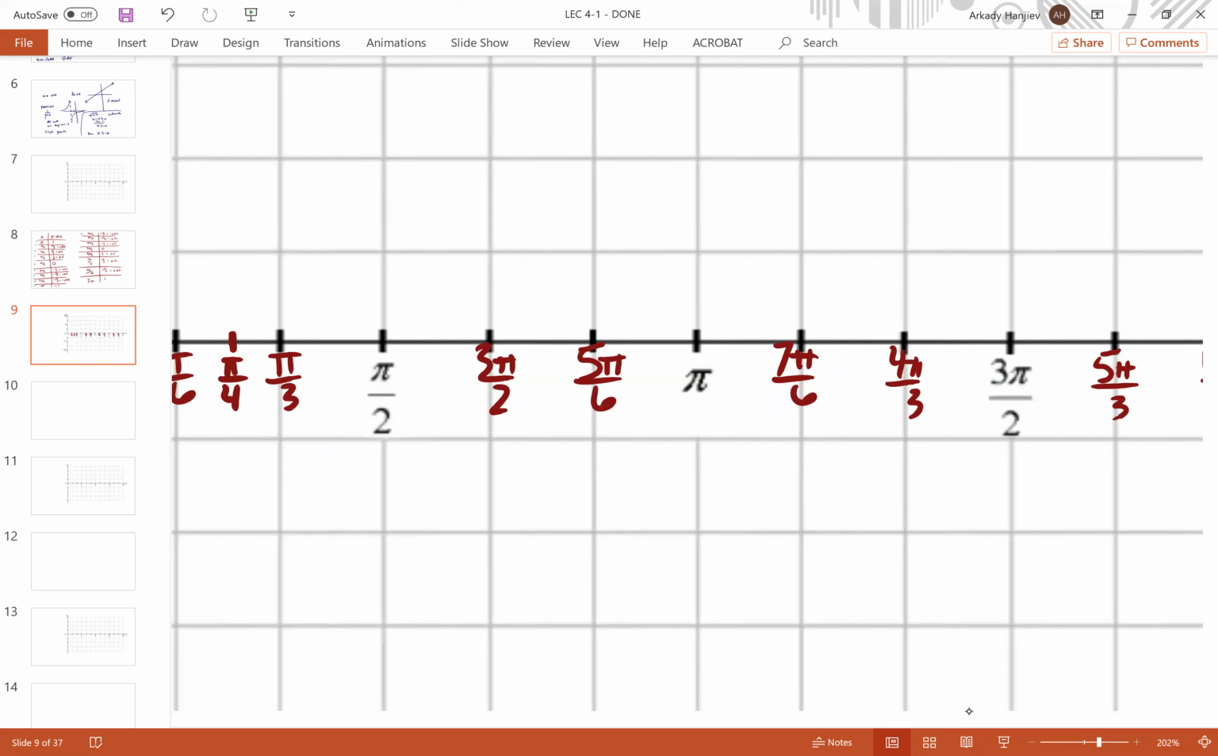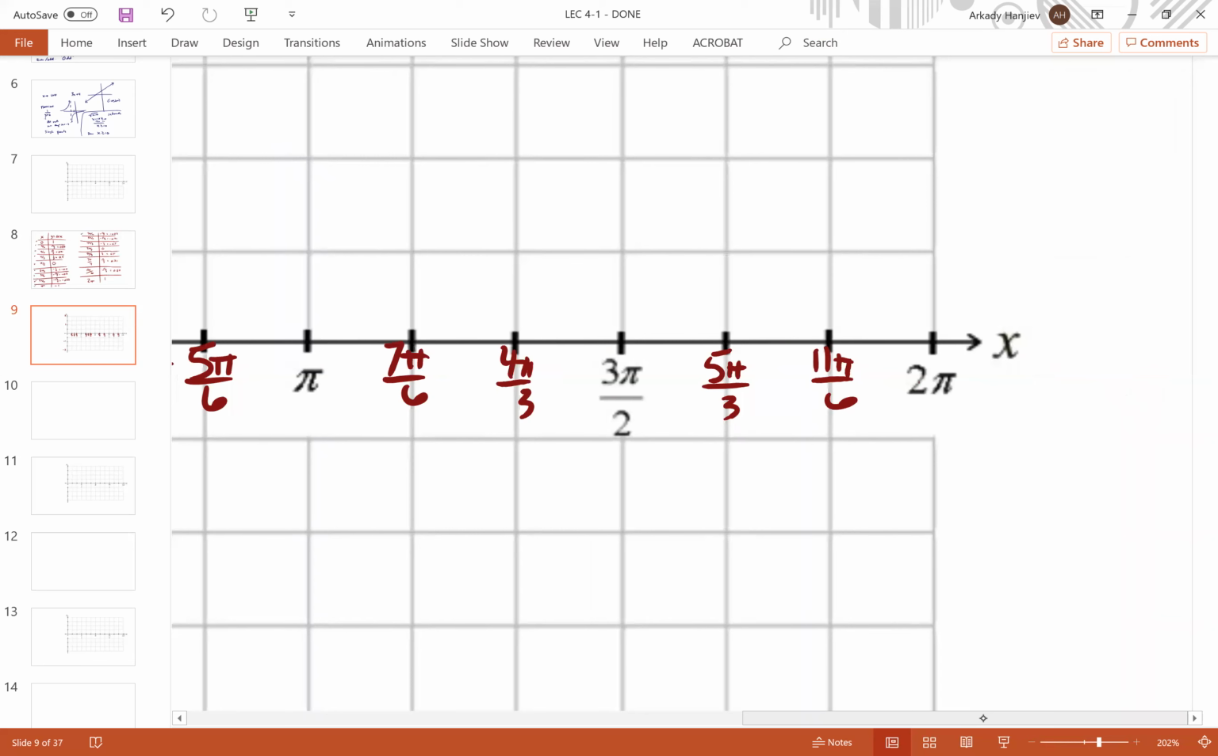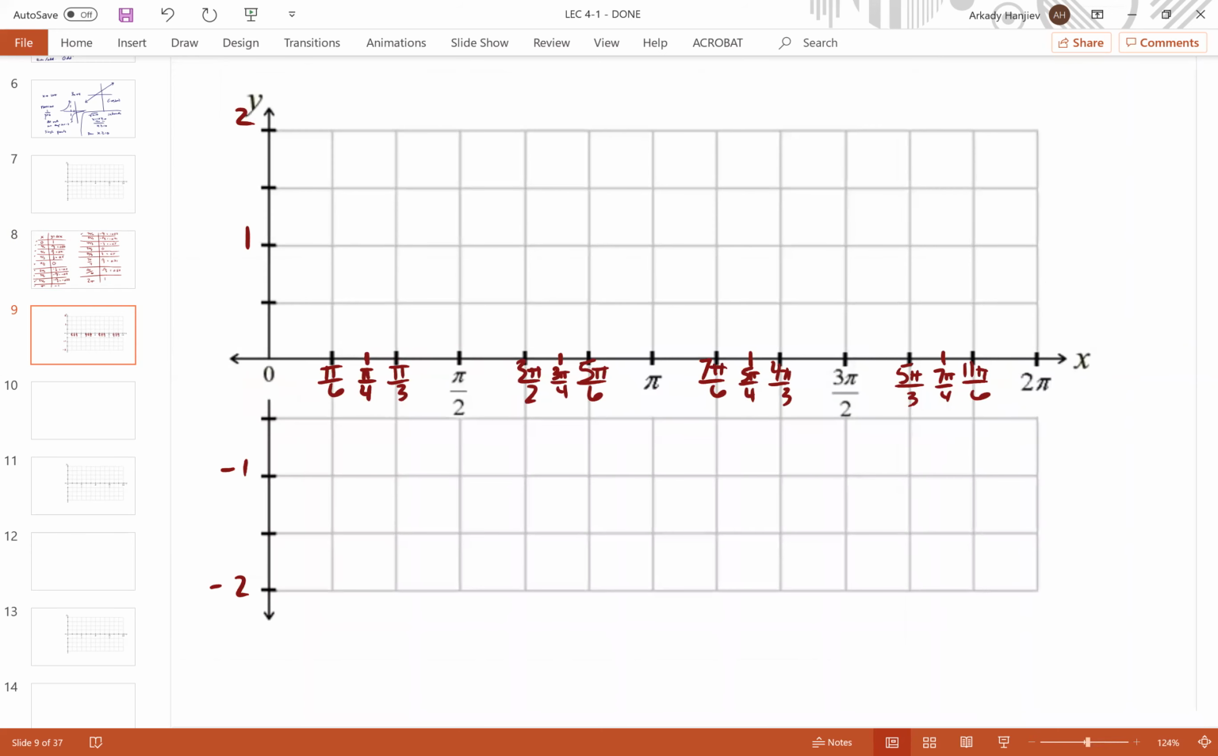This guy's going to be 2 pi over 4. So then this one right here is going to be a 3 pi over 4. We've got 4 pi over 4 is the pi value. Then this would be a 5 pi over 4 right over here in between the 7 pi over 6 and the 4 pi over 3. This is 6 pi over 4 or 3 pi over 2. 7 pi over 4 goes right here. And then the 8 pi over 4 is really the 2 pi. Okay, you guys talk to me. Are we okay with just the way the graph is set?